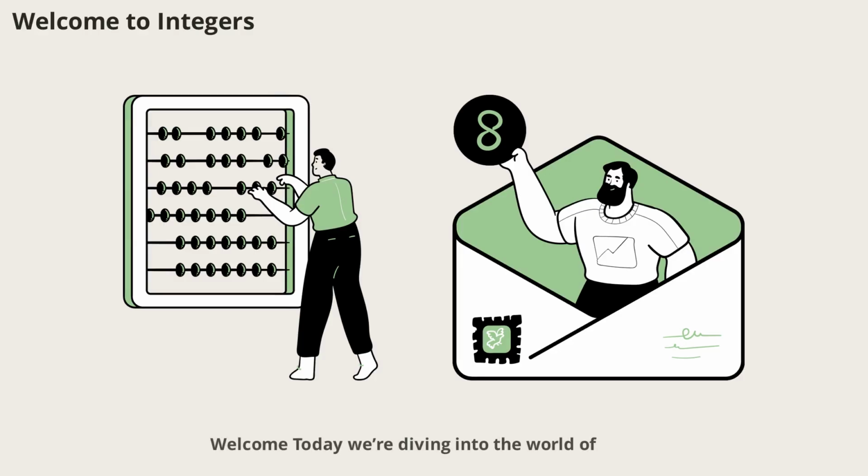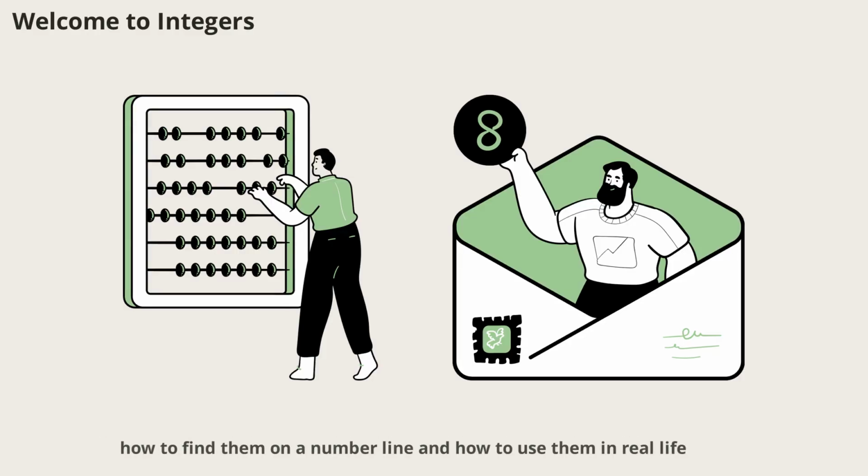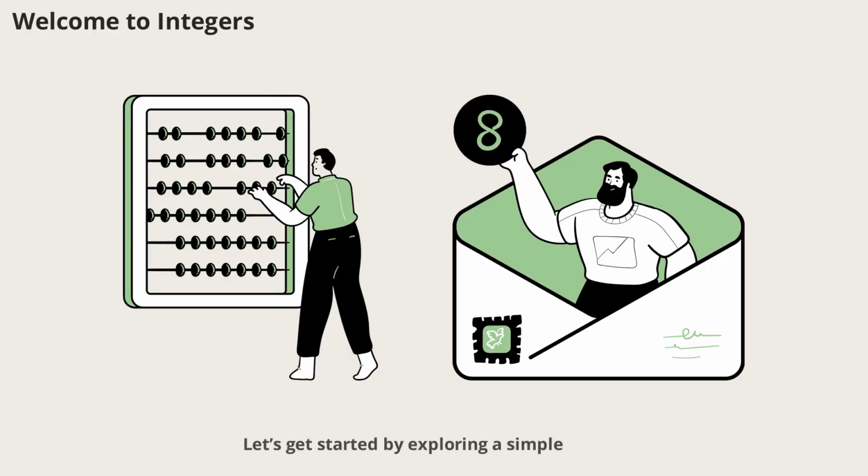Welcome. Today we're diving into the world of positive and negative numbers, also known as integers. Whether you realize it or not, you encounter these numbers every day, from checking the weather to keeping track of your money. In this lesson, we'll break down what positive and negative numbers mean, how to find them on a number line, and how to use them in real life. Let's get started by exploring a simple, relatable example that will help set the stage for our learning journey.